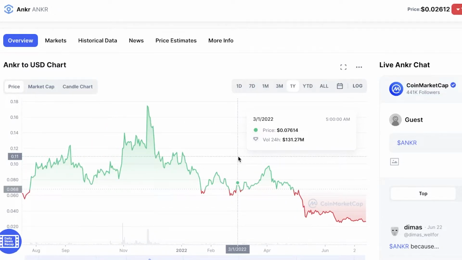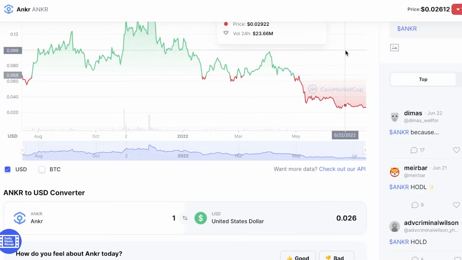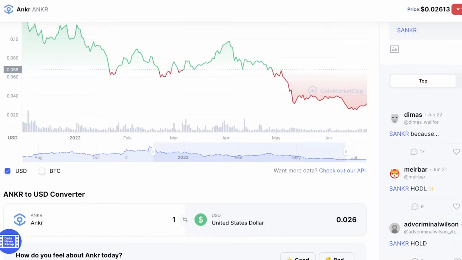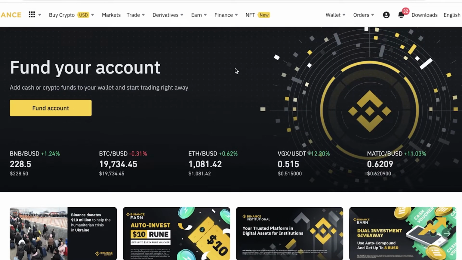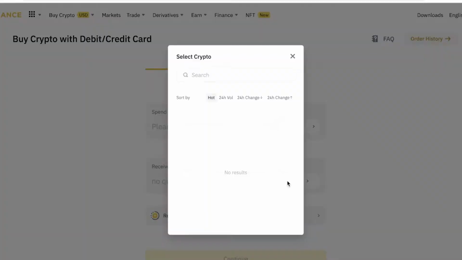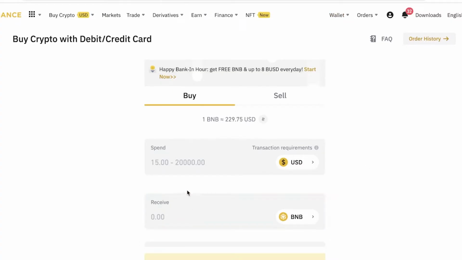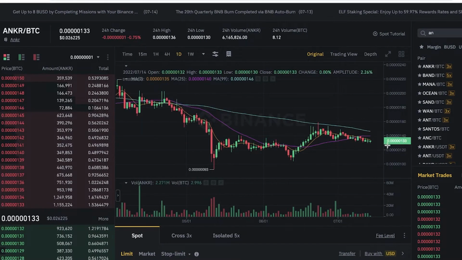So if you invest around 10k in ANKR right now, you could potentially make it 30 to 40k in the future as well. Now you might be wondering, okay, how do I actually purchase ANKR, and what platforms is it available on? It's available on Binance, but you cannot do a direct crypto buy with your credit card or your bank deposit. You're going to go into credit/debit card, and you can go ahead and buy BNB, which is Binance's native token, and then trade those tokens for ANKR via a spot trade over here.